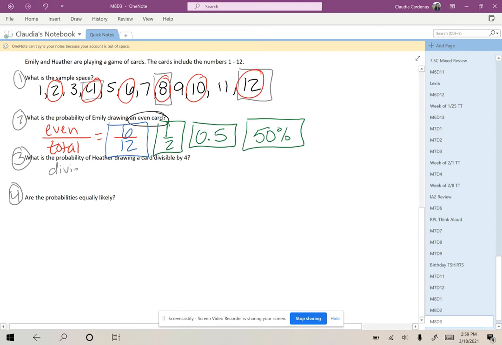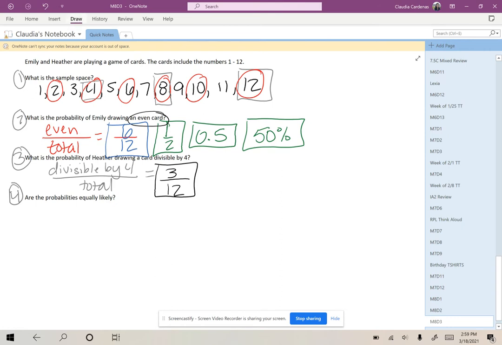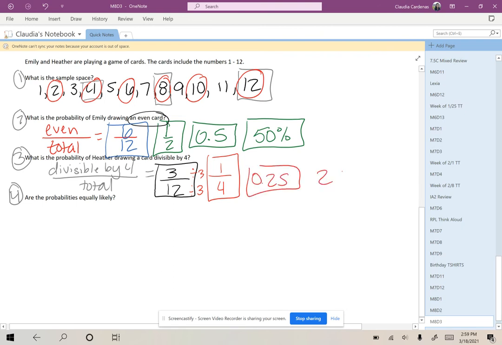So let me write that, divisible by 4 over the total number of cards. I see that there are 3 numbers that are divisible by 4 compared to 12 numbers total. So again, this is my probability that I can then simplify to 1/4 by dividing both numbers by 3. So it's also 1/4 of a chance of picking a card divisible by 4, which is also equivalent to 0.25 or 25%.